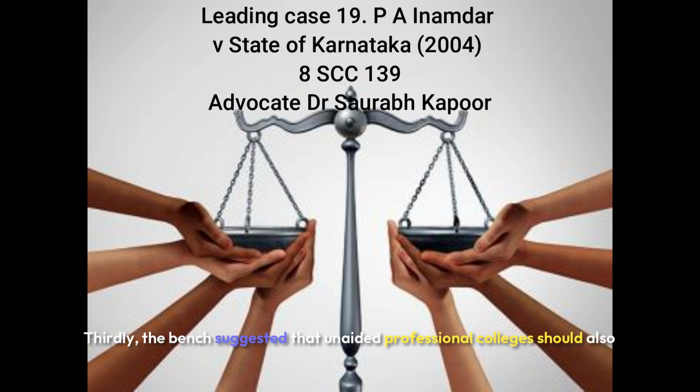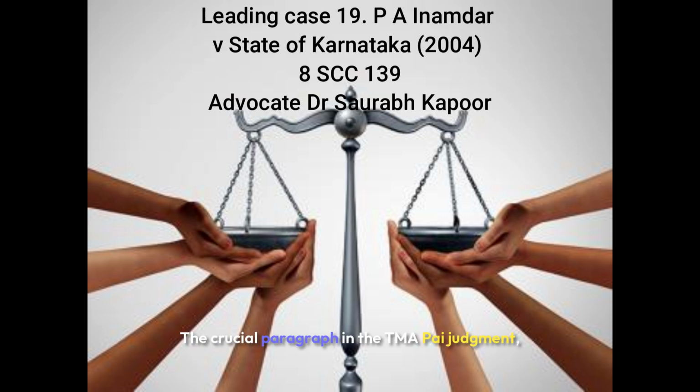Thirdly, the bench suggested that unaided professional colleges should also make provisions for students from the poorer and backward sections of society. It said the government could prescribe the percentage of seats according to local needs, and different percentages could be fixed for minority and non-minority institutions. However, in the P A Inamdar case, the bench held that nowhere in the TMA Pai case judgment it found any justification for the imposing of a seat-sharing quota or reservation policy by the state on unaided private professional colleges.